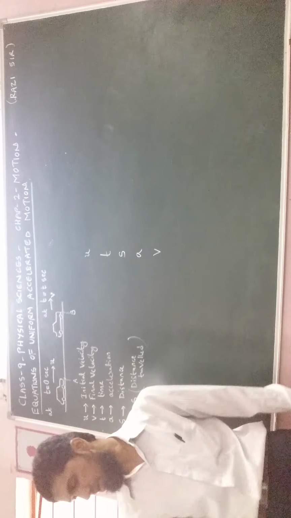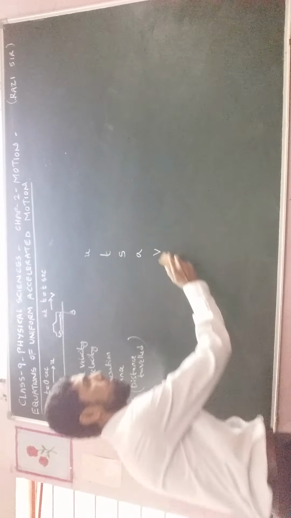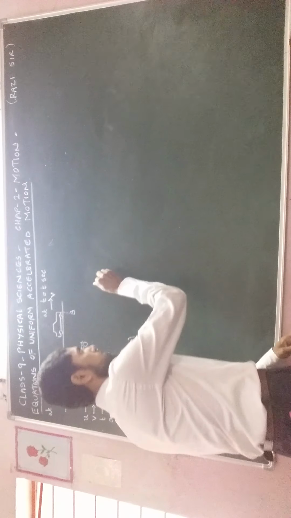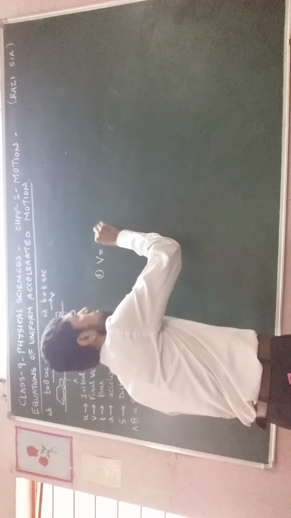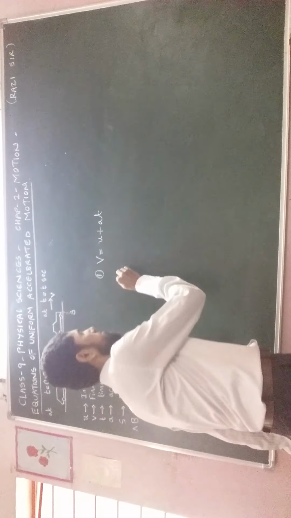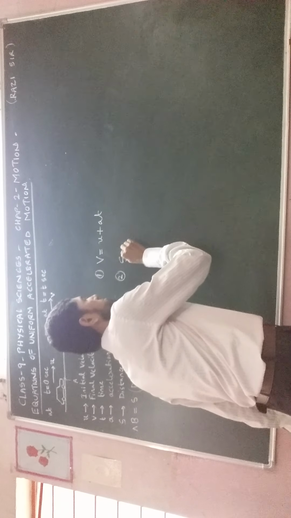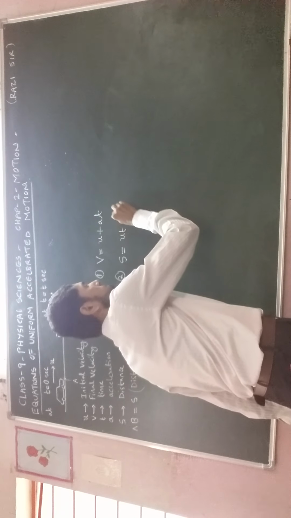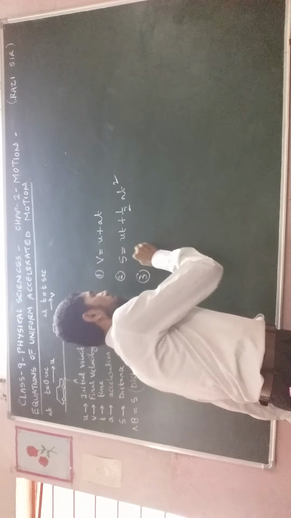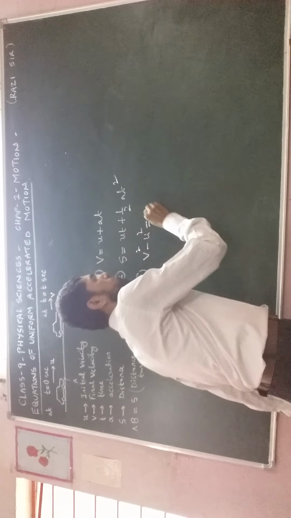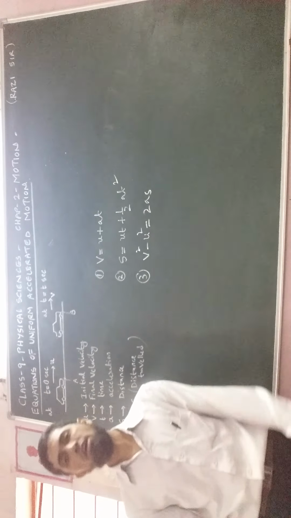So let us begin. There are basically three equations of motion. What are these equations? Number one is v equal to u plus at. The second one is s equal to ut plus half at square. And the third one is v square minus u square equal to 2as.